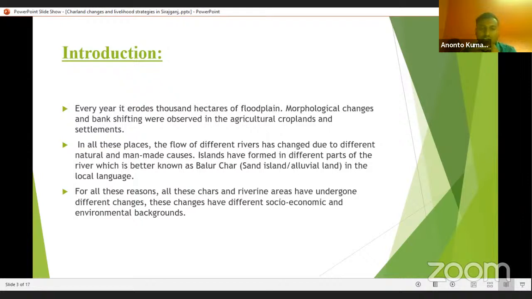Every year, thousands of hectares of floodplain are eroded, and morphological changes and bank shifting are observed in agriculture, cropland, and settlements. In this place, the flow and river changes are due to different natural and man-made causes. They have formed different parts of the rivers, better known as char, also called sand island. It is the local language for this region. All these chars and riverine areas are undergoing different changes. These changes have different social, economic, and environmental backgrounds.